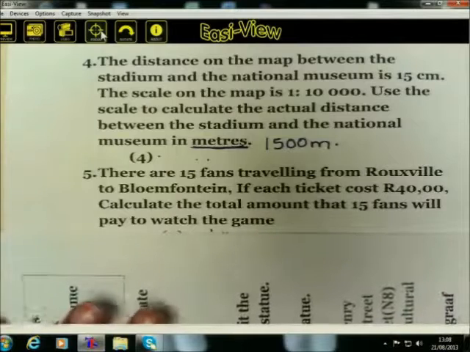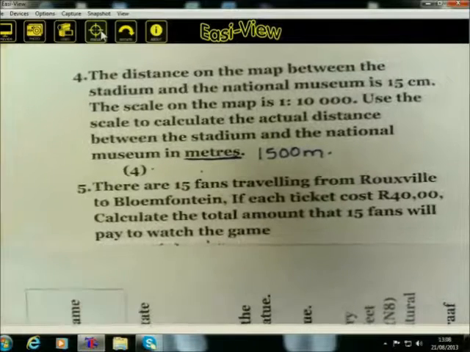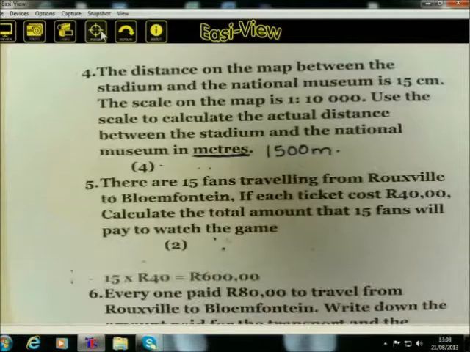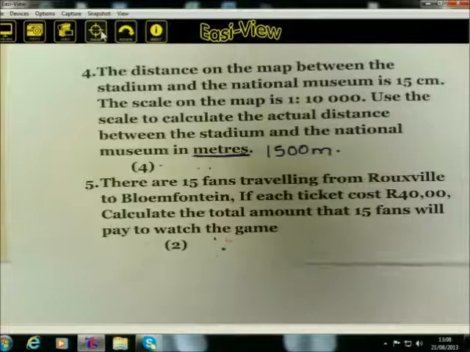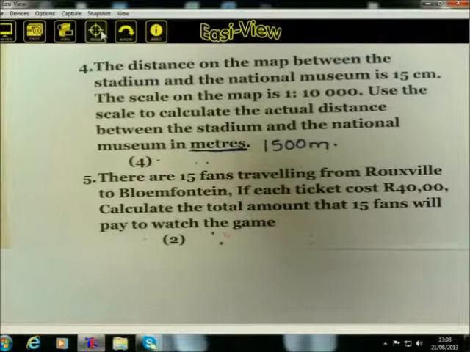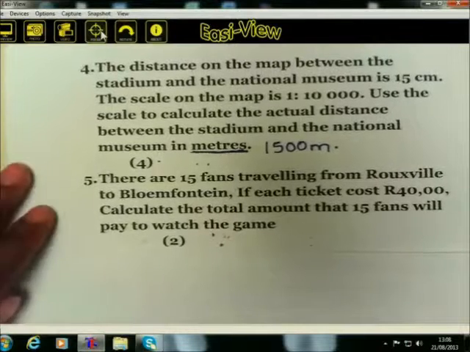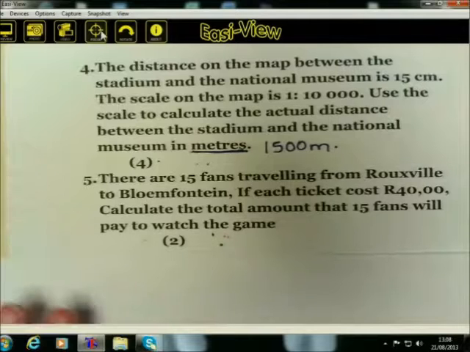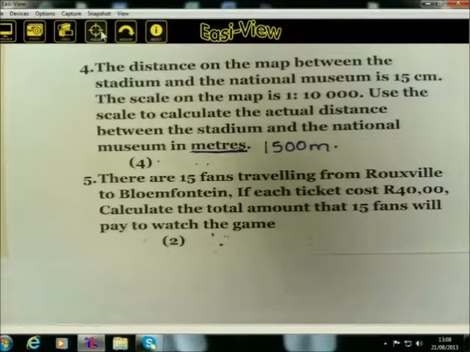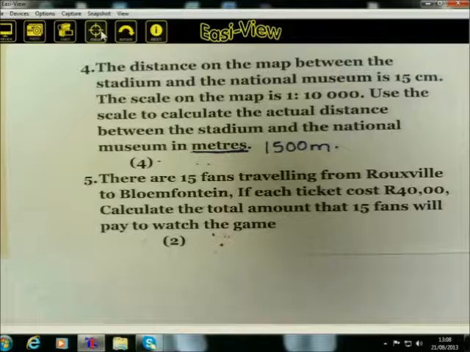Now, remember Dr. Renette did basic calculations with us. And I've said to you, it's very, very important for you to master your basic calculations, because we are going to use them throughout the question paper. So this might be the question that you may get after using your map. The question is saying there are 15 fans traveling from Rouville to Bloemfontein. So if each ticket costs 40 rand, calculate the total amount that 15 fans will pay to watch the game.